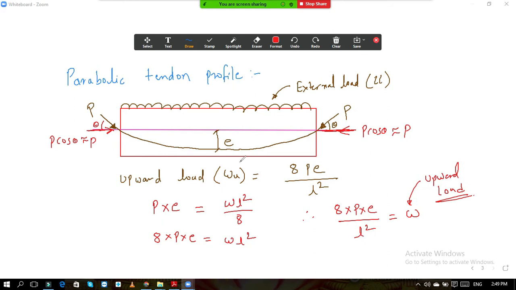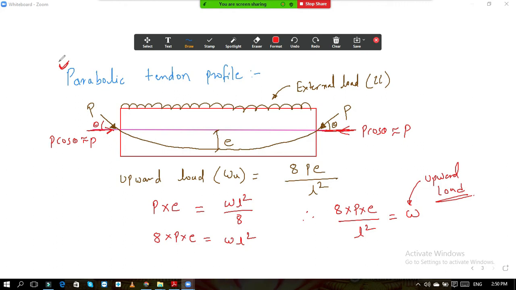When the tendon profile is parabolic, the upward load can be calculated as 8PE upon L square. This is the only change between bent tendon and parabolic tendon.